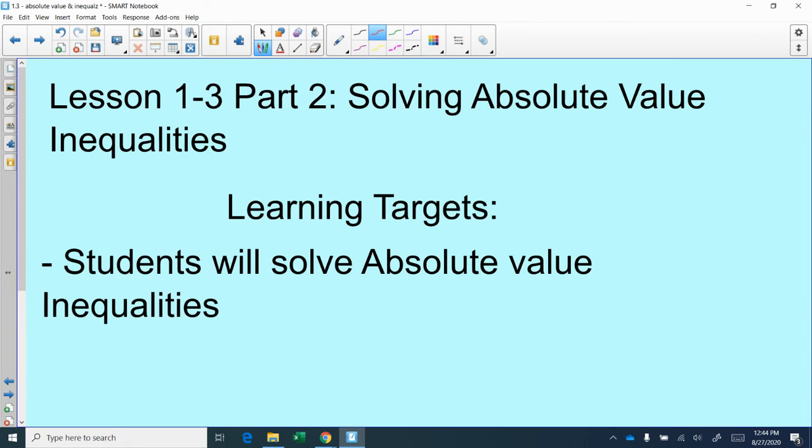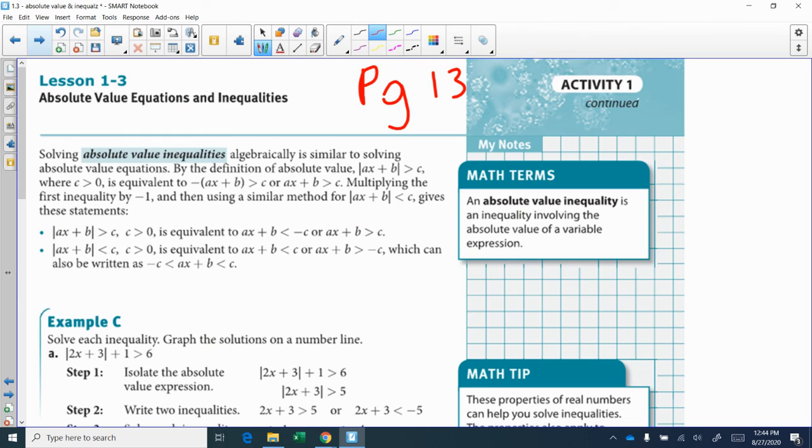Today we're going to be talking about the next portion of our lesson, which is part 2 of lesson 1-3. Today we're going to be dealing with solving absolute value inequalities, okay? Understand that today's lesson is going to be pretty much a continuation of what we did last time. We're just going to add one small piece, so we can add on to what we've already talked about, okay? So with that being said, let's jump right into it.